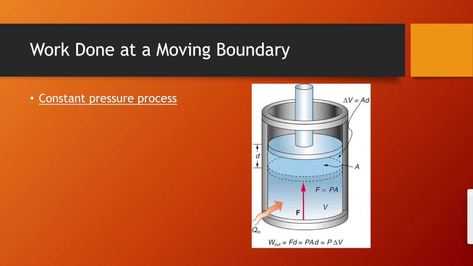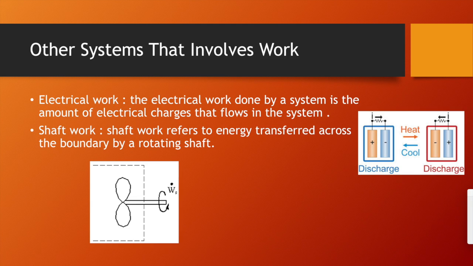And finally, we have the constant pressure process, which is in the cylinder, applying a constant force to get the work done by P times the variation of volume. So there are also other systems that involve work. We have the electrical work and the shaft work.